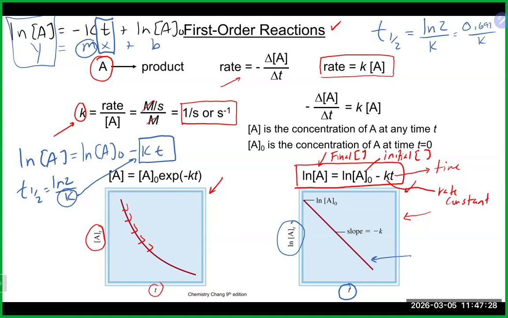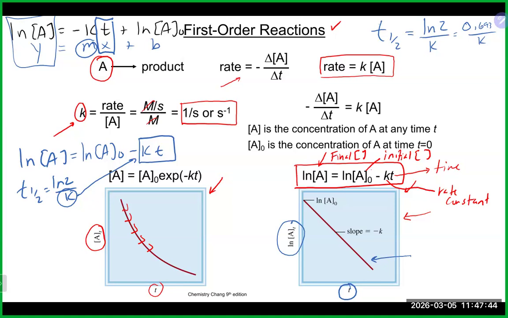So sometimes those formulas are used together, and that's a very common way that instead of maybe giving you the rate constant, they just give you something like the half-life of the reaction, and then you've got to use that to get the K, and then you can go into the integrated rate law to solve for whatever you want.